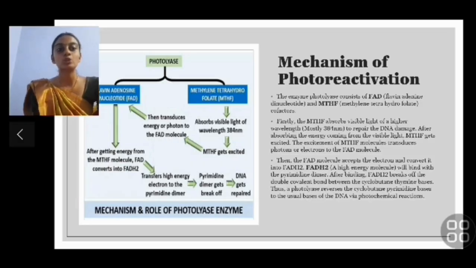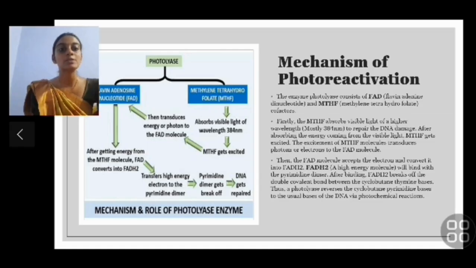Mechanism of photoreactivation. The enzyme photolyase consists of two cofactors, FADH and MTHF. FAD is flavin adenine dinucleotide and MTHF is methylene tetrahydrofolate. Initially the MTHF will absorb high energy wavelength light from the visible light, most probably 384 nanometer, to repair the DNA damage.